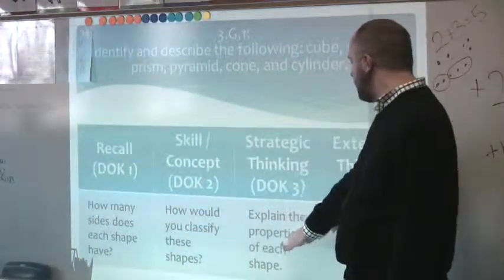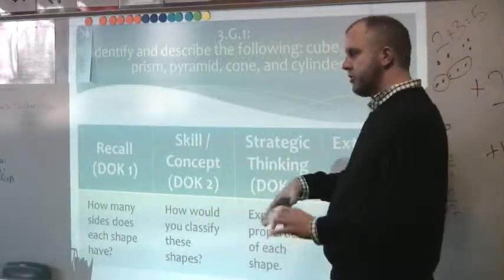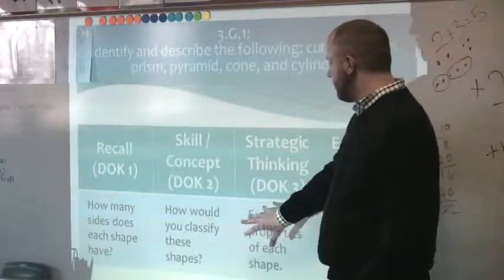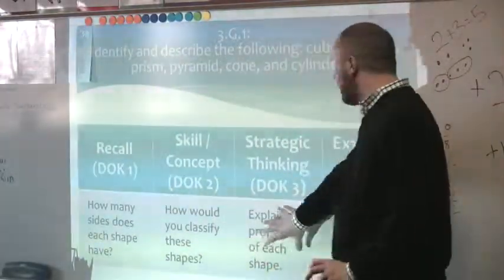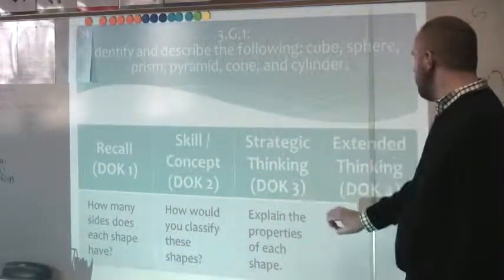So here, you're identifying that there's properties, but now they're going to be able to use their words, pictures, or however they want to do that, to be able to explain the different properties. So just grouping, now they're explaining it in their own words or however they want to do that. How can I take this to a level 4 now?